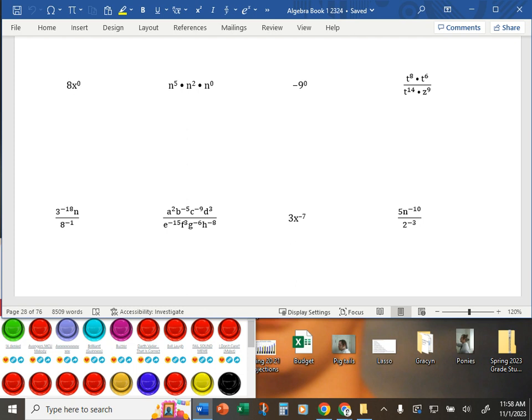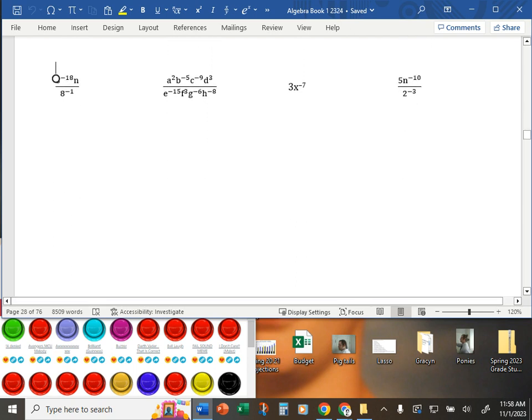Would anyone like me to go through one up on the board? I see some faces that are like cries for help. What? Something else gets me choked up. Tristan. The bottom one, the first one on the bottom. This one with all the letters?